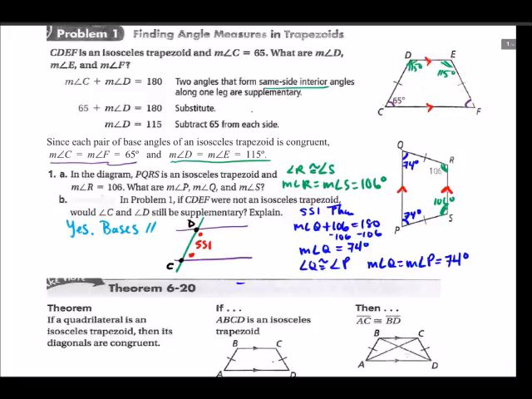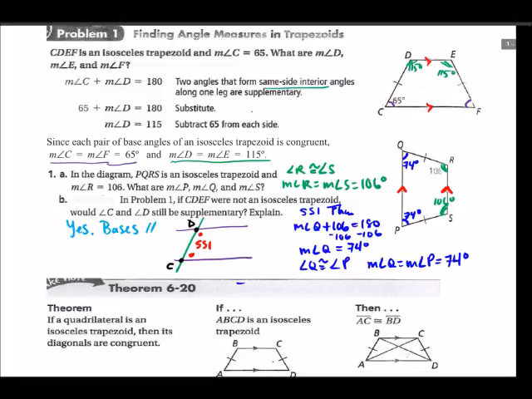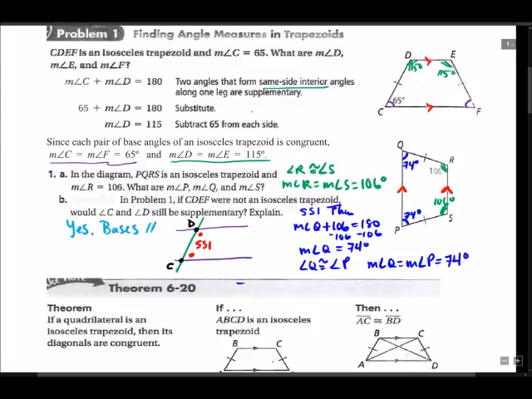That was a fun problem. We were given an isosceles trapezoid and asked to find the angle measures. And so first thing I did was identify my bases. They are the parallel lines. And then I know my base angles are congruent. So angle R is congruent to angle S, so their measures are equal. So the measure of angle S is 106 degrees.